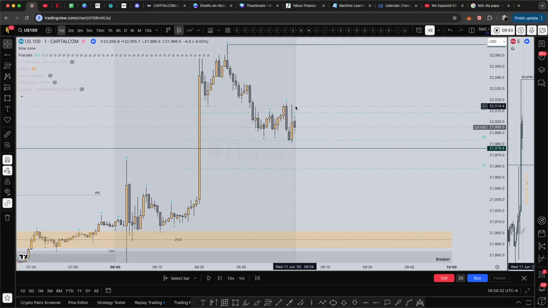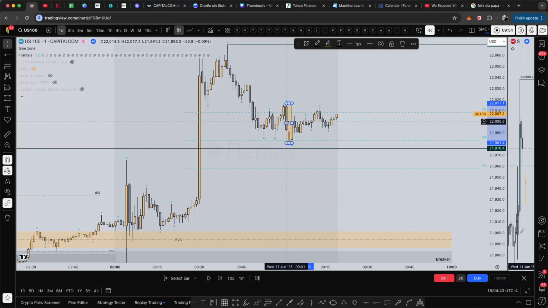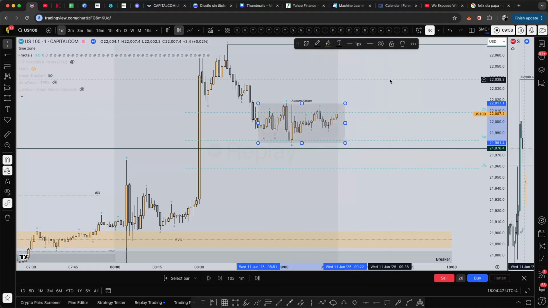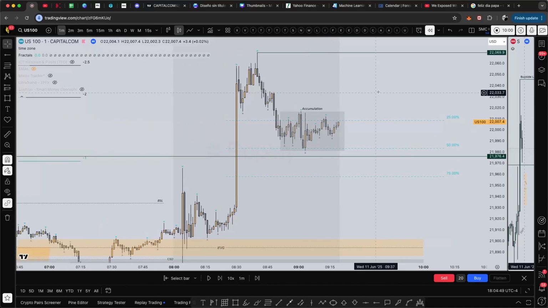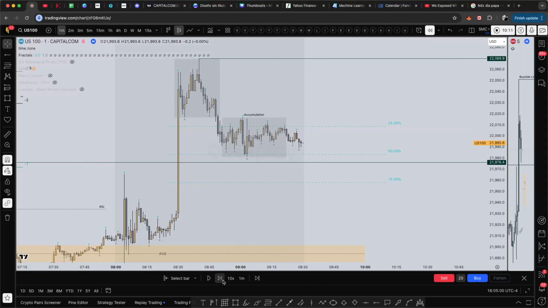What time was this? 9:04. So I'm waiting for the stocks to open. And notice that we ranged. We started ranging from here. Got a big range, an accumulation. And I was trying to use here what is known as market maker model. Got another accumulation here, right? So let's wait for, there we go, right there.